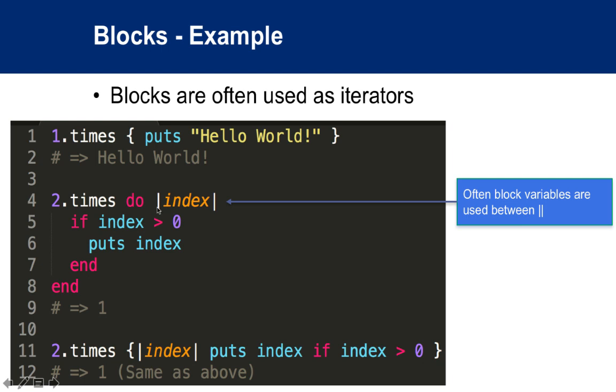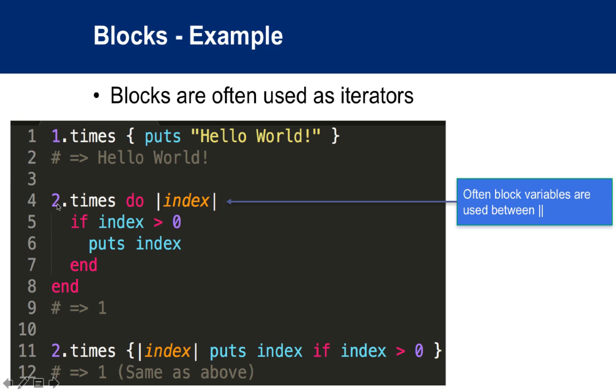And a lot of times, blocks could take their own variables. So for example, in this case, the block can have a variable called index. And the way you pass variables into blocks is with these pipes. They're surrounded by pipes. And in this case, not only can you pass in a block to the times method, inside the block you could also test for this index variable. If index is greater than 0, then print out index. If not, don't print it out.